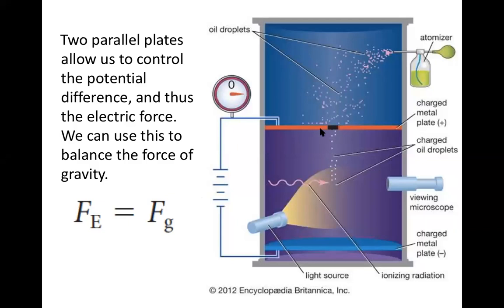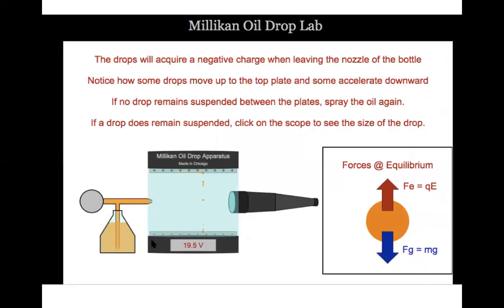So you can see based on this voltage, we can have these oil droplets hover, which is the place where F net equals 0. And there's also another simulation that I'm going to link through to at the end of this video. So we're just going to go to it.